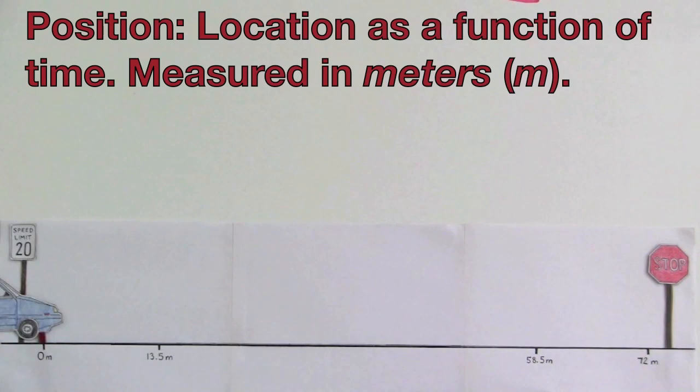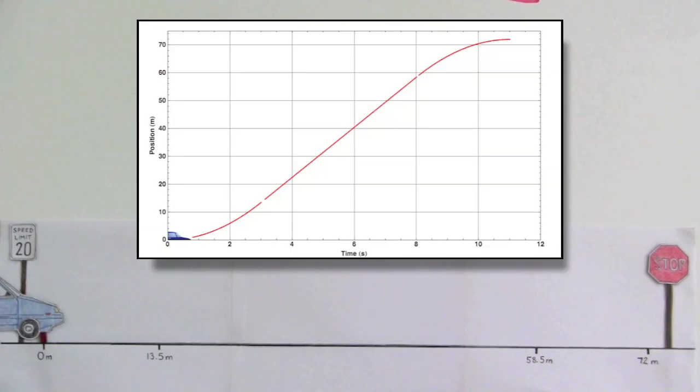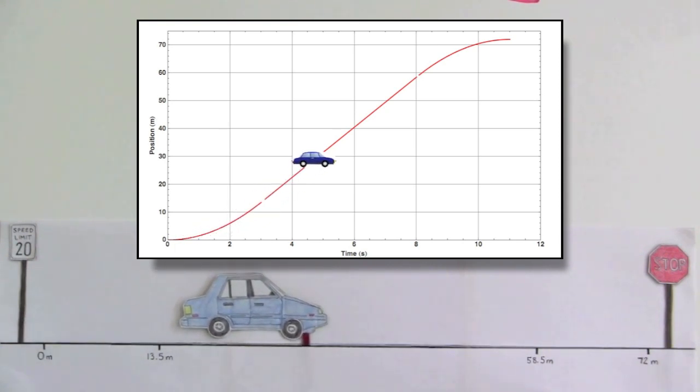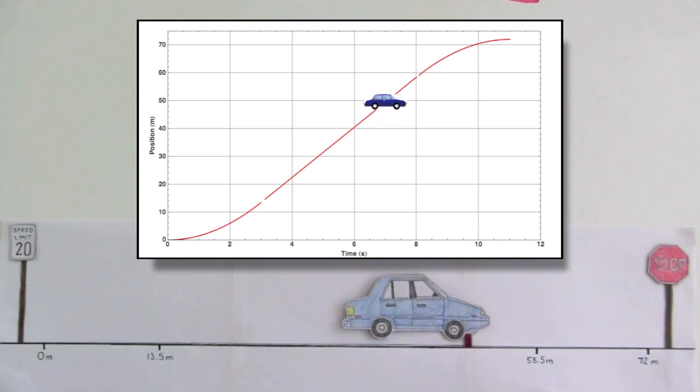First, we will consider how the position of the car changes over time. During acceleration, the position has a quadratic form. At constant velocity, or zero acceleration, the position is linear.